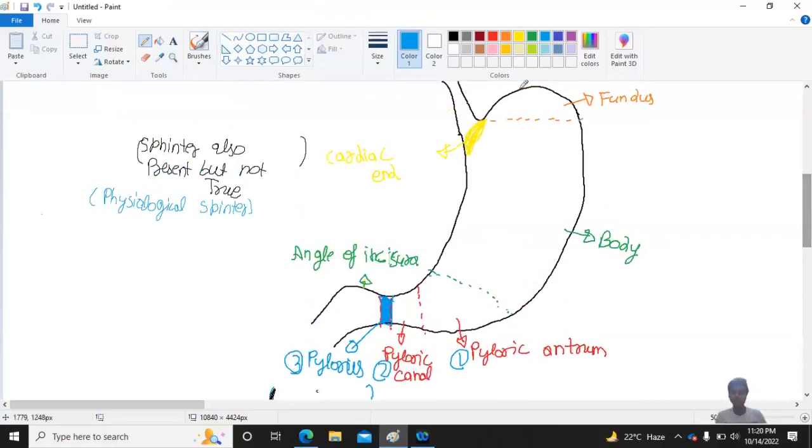Now, the fundus is present just near the fifth intercostal space, with the diaphragm above. So it is a portion which contains gas. Some gas is present here, which looks radio-opaque in a radiogram. Done.